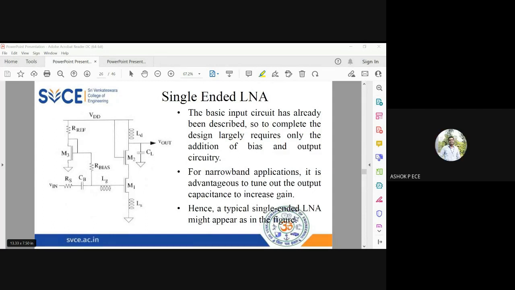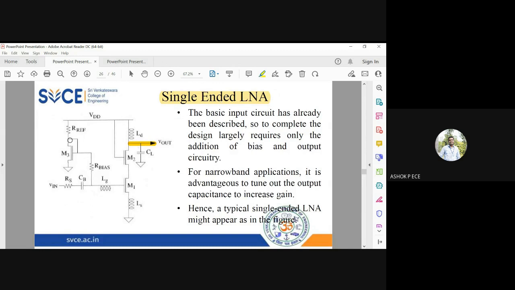So we were seeing about LNAs in the last class, and two different configurations of LNAs are available. So we'll come to see that and finish this unit with that. Single-ended LNA: the configuration looks like a differential LNA, but the output is taken only from one drain of the transistor. So this is a single-ended LNA.